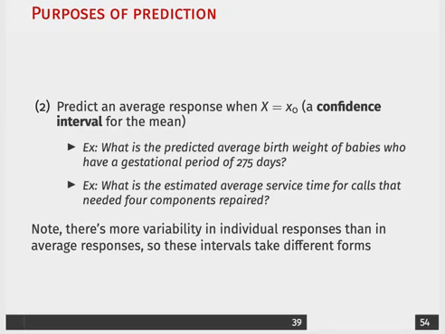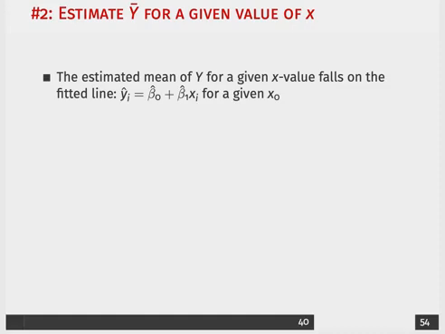One thing to note right now is that there's always going to be more variability in individual responses than an average. So these intervals are not only going to have different construction, but often they're going to be larger. And again, that's just because there's more variability, since we have less information about any given individual. So let's walk through how to actually construct an estimate of the outcome given some value of x.